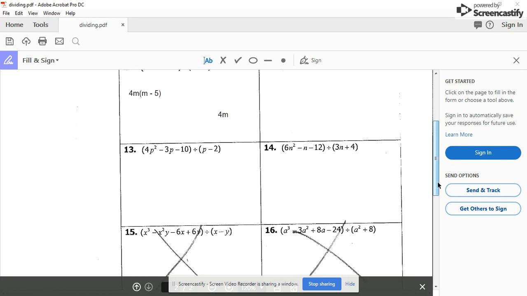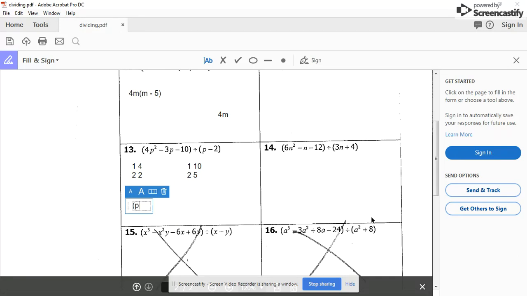All right, 13. Ways to get 4 are going to be 1 and 4 and 2 and 2. Ways to get 10 are going to be 1 and 10 and 2 and 5. And again, the fact that we have one of the factors makes this so much easier. So the P has a 1 in front of it, which means we had to choose the 1, 4. And then the last term is 2, which means we had to choose the 2, 5. So we're picking 1, 4 and 2, 5.